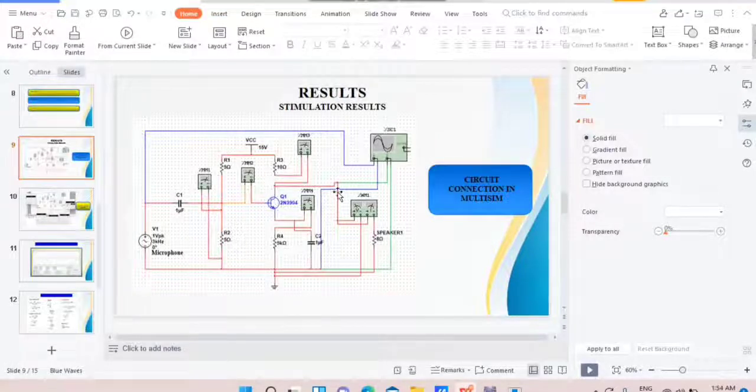This is the circuit that we constructed for our analog assignment. I will show how the circuit works in Multisim.